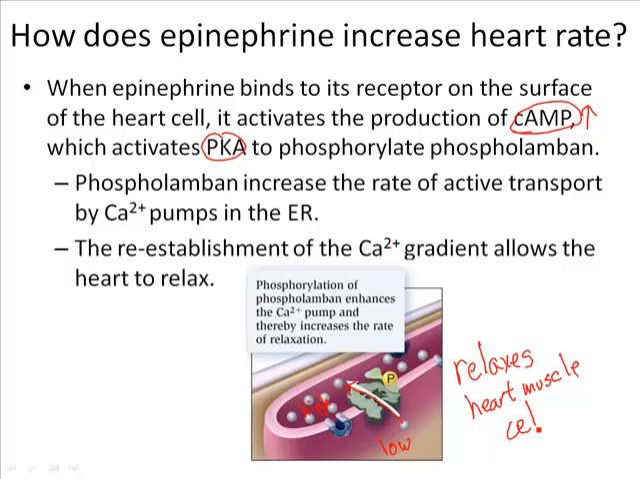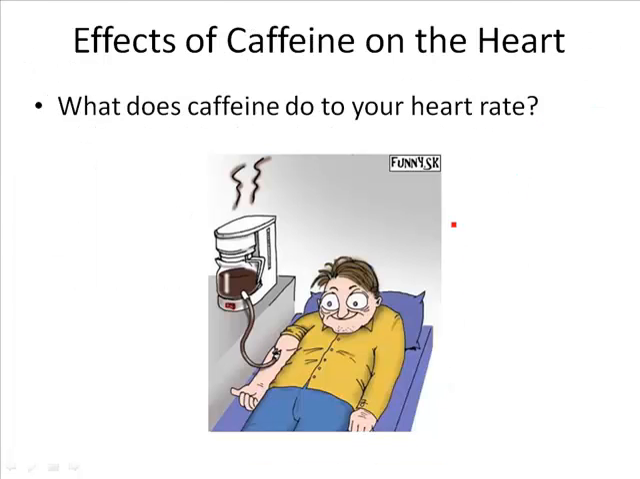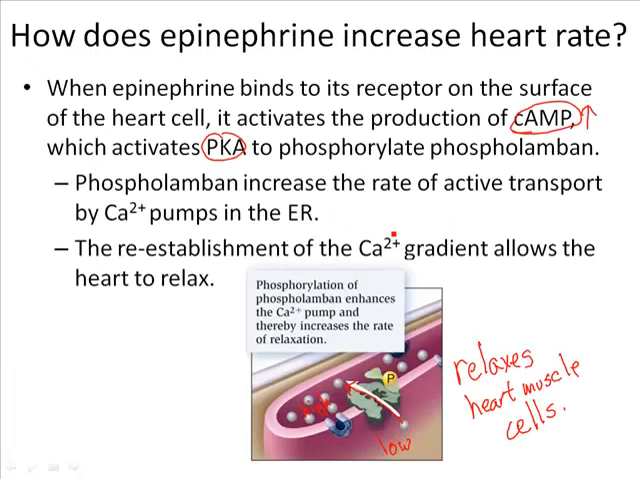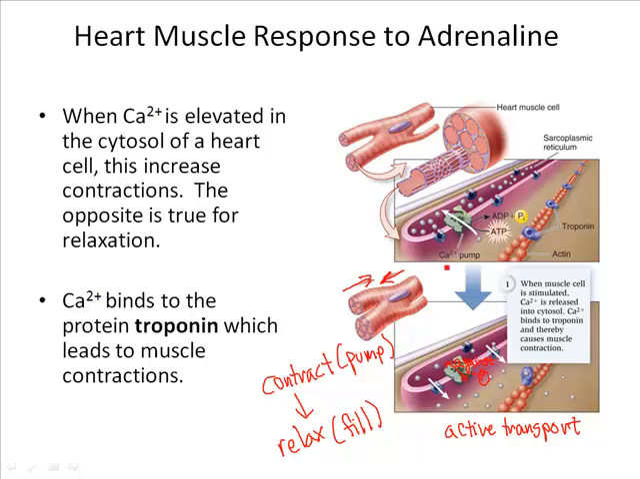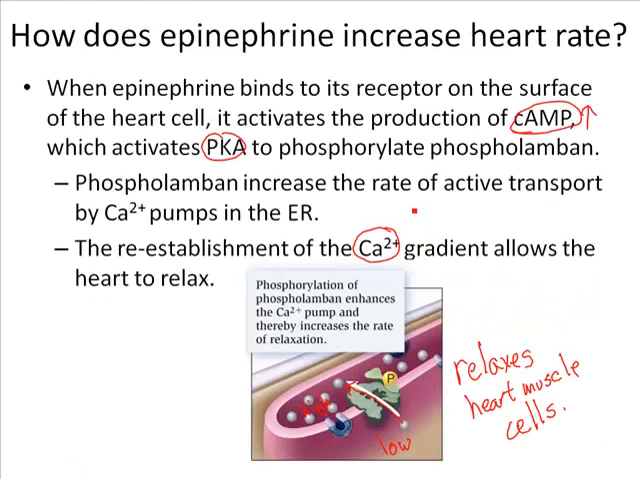So what you can see is the heart responds to adrenaline in two ways, right? The heart responds to adrenaline by causing calcium to spill into the cytosol in order to cause muscle contraction. It also activates the cyclic AMP pathway in order to activate calcium pumps in order to clear that calcium.